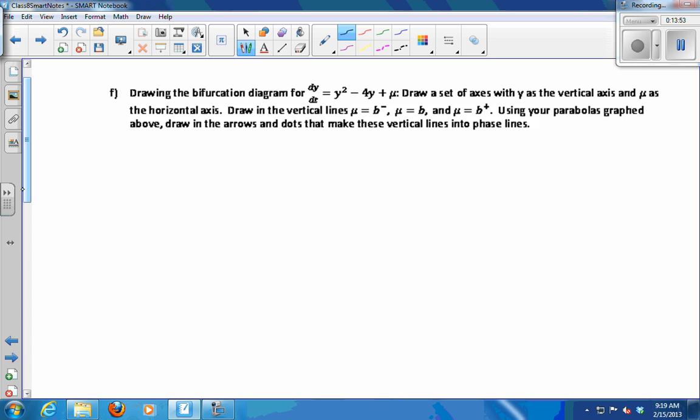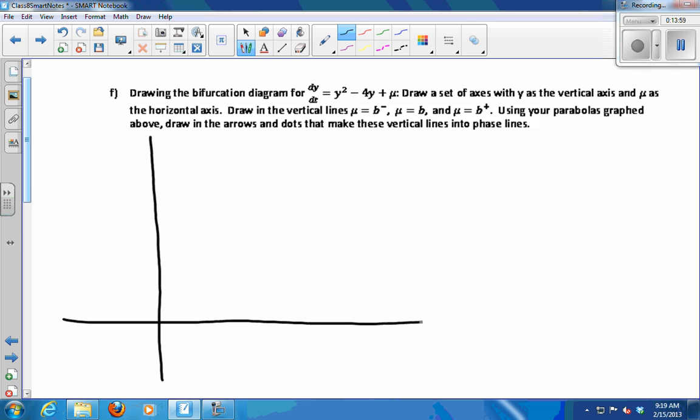So I'm going to draw a set of axes. Y is going to be my vertical axis. My horizontal axis is going to be mu. I'm going to draw a phase line for several different values of mu. So I want to draw in vertical lines mu equals 3, 4, and 5.